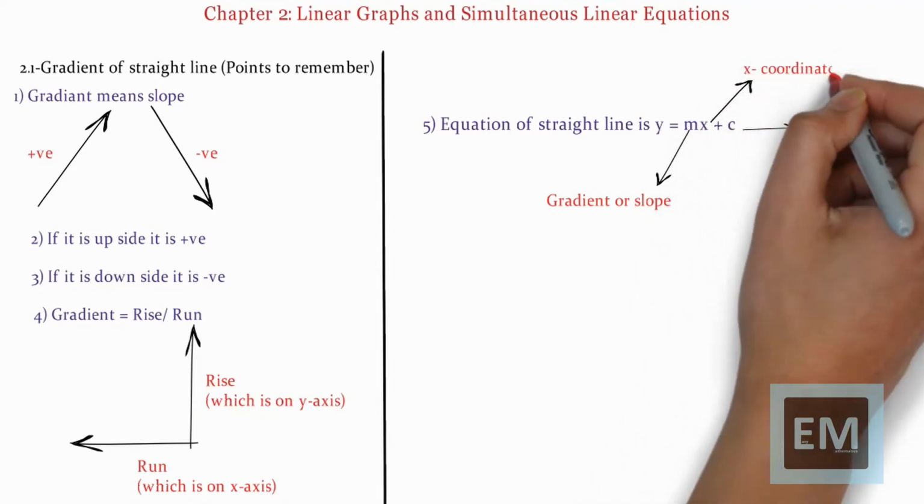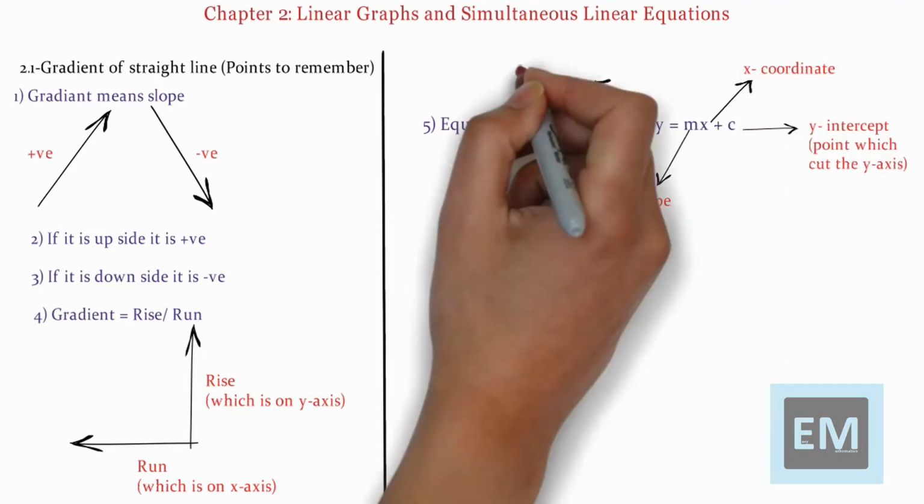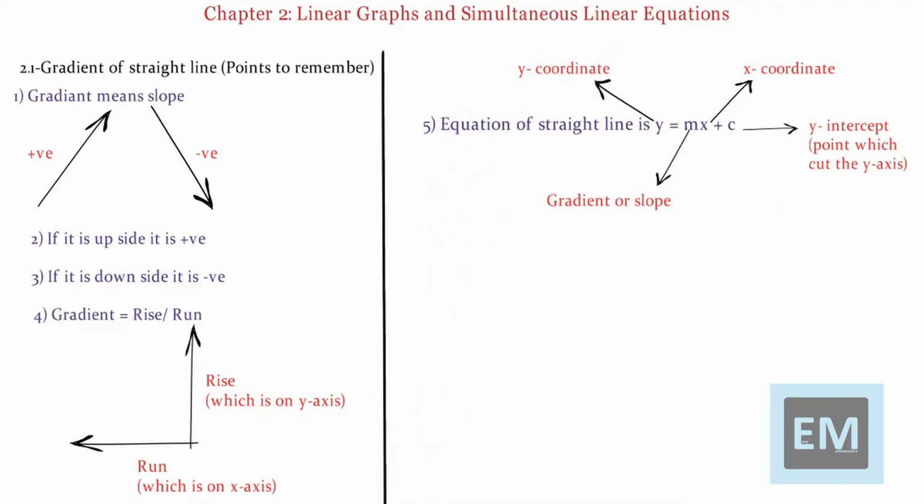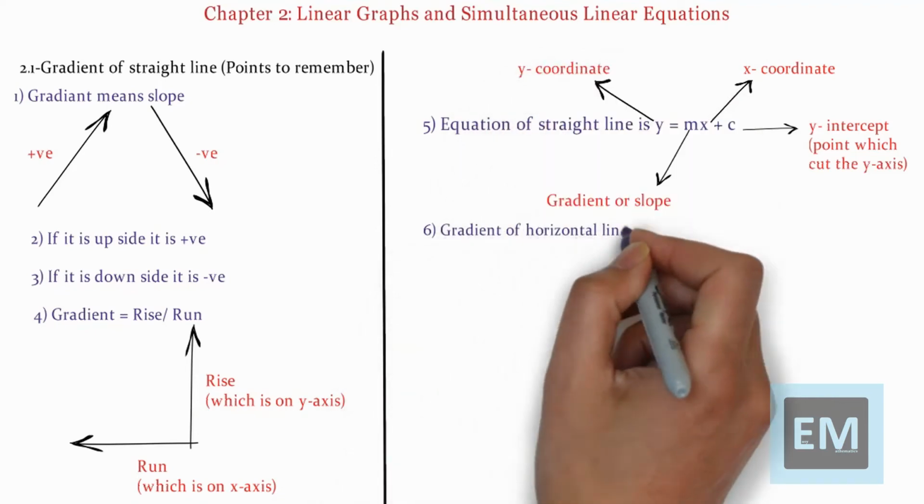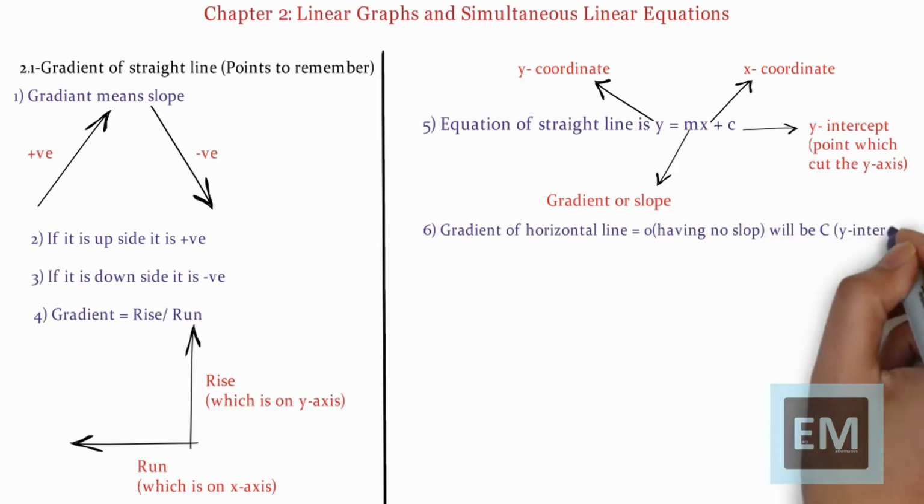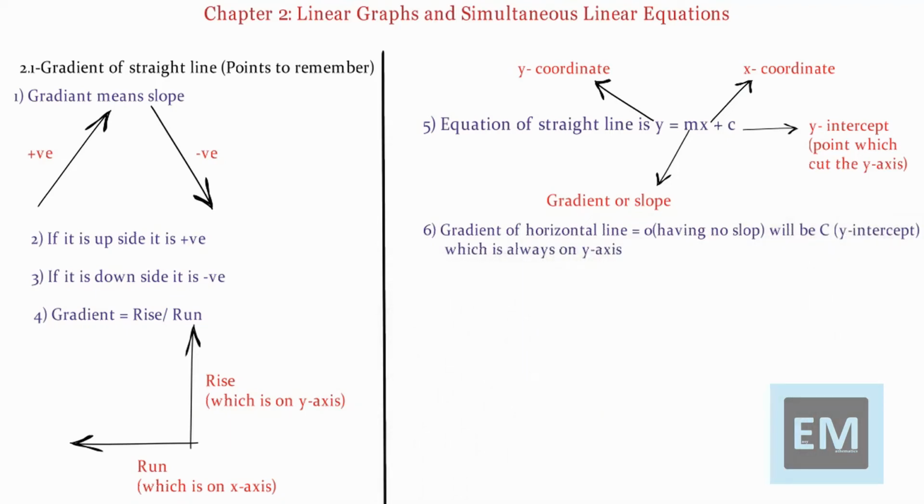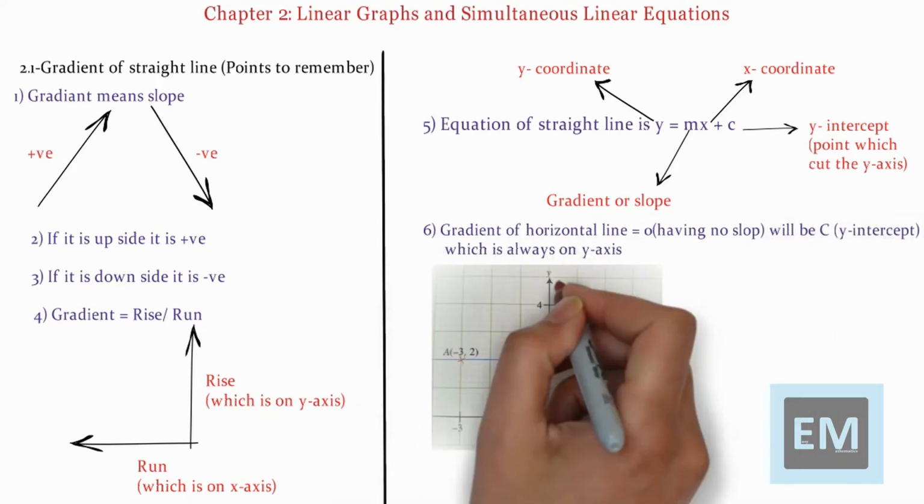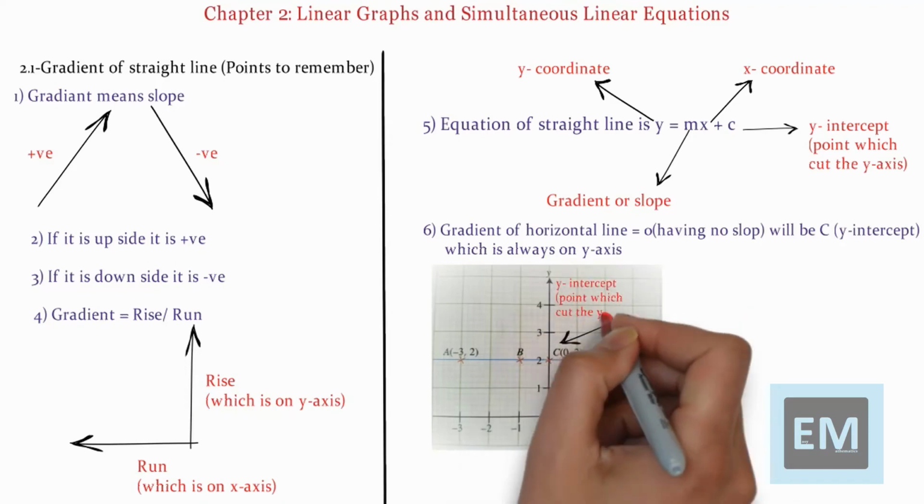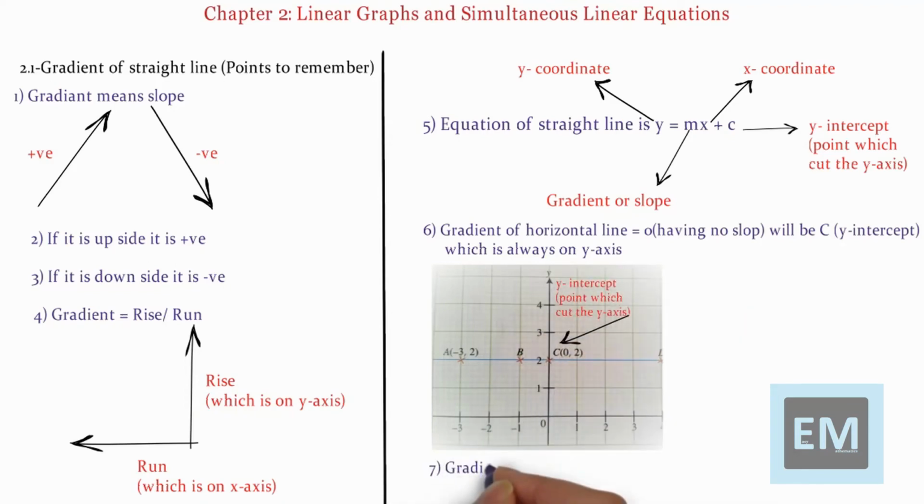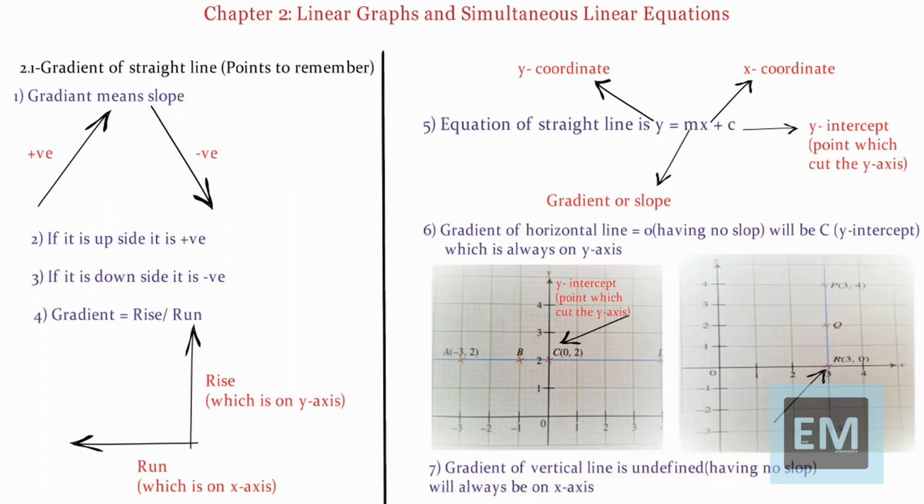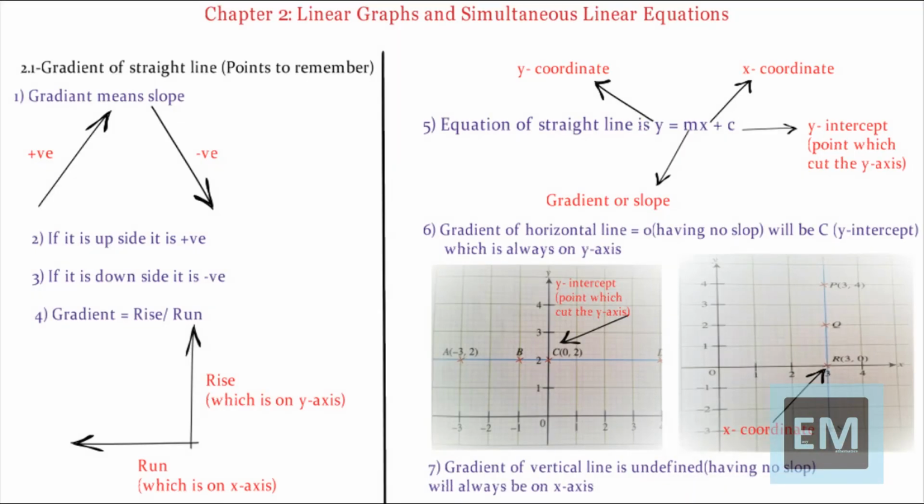And the point to remember is that the gradient of a horizontal line is always 0. Here, horizontal line means having no slope, and it always has a y-intercept. And the gradient of a vertical line is undefined. A vertical line means a straight vertical line having no slope, and the cutting point on the x-axis is the x-coordinate.